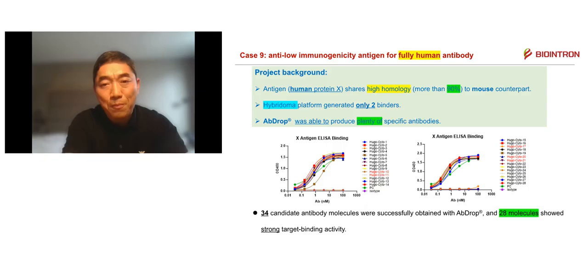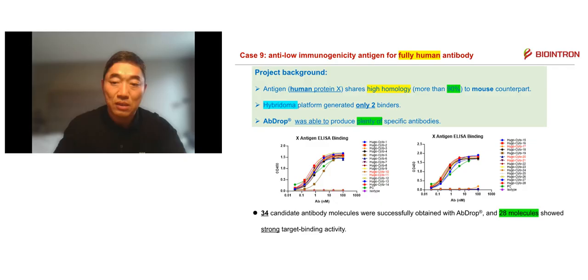This target was tried by someone else elsewhere with hybridoma, but in that case, only 2 binders were obtained. Our customer wanted more, because they want to develop therapeutic antibodies, which means they need plenty more hits to compare, to study, and to choose from. So they turned to us. With our AbDrop single B cell antibody discovery solution, we were able to obtain, as shown in the slide, plenty of specific binders. We chose 34 antibodies, and as shown in the curves, 28 of them showed very strong target binding activities.